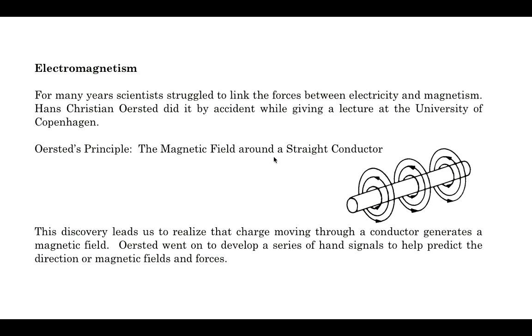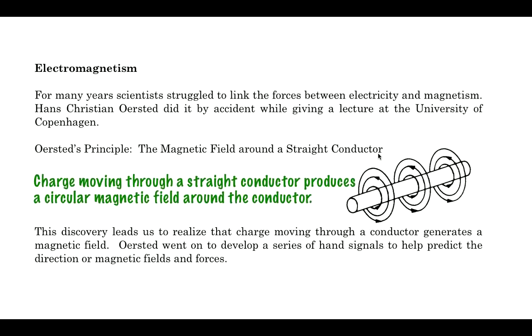The magnetic field around a straight conductor. Basically what this tells us is that charge that moves through a straight conductor, so any current that flows through a wire, produces a circular magnetic field around the conductor. So just like this little diagram here, this is a circular magnetic field all the way around. And really, this discovery led us to realize that charge moving through a conductor generates a magnetic field.